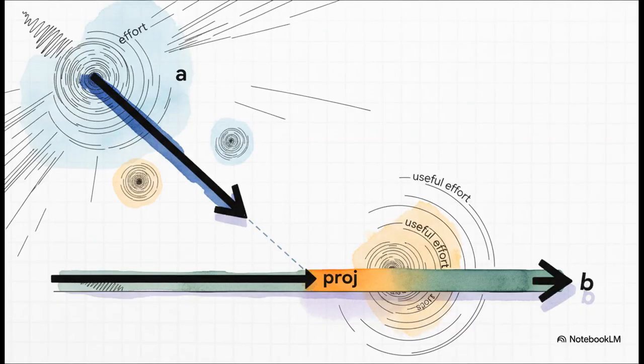And then you've got the vector projection, or proj. Now, this isn't just a number. This is the shadow. It's a full-on vector, with its own magnitude and its own direction. This represents the actual, useful part of our force that is working in the direction we want to go.